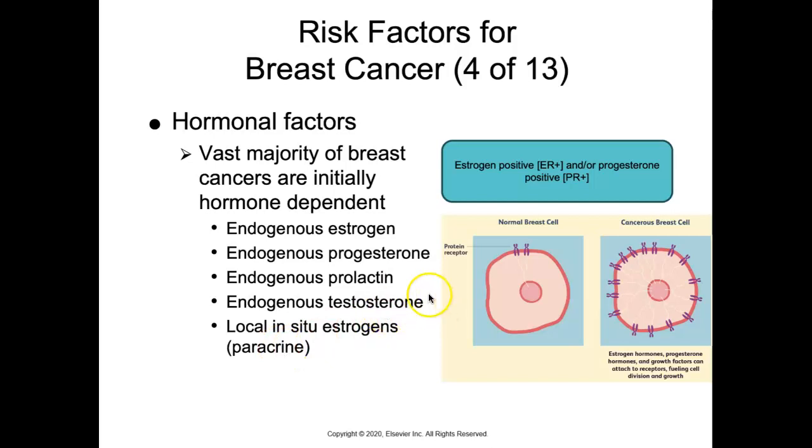Our endogenous testosterone, we see with circulating testosterone in postmenopausal women a link to our risk in breast cancer. And lastly, local in situ estrogens that have a paracrine effect, in which we have the formation of estrogens in the breast tumor that assist in the growth and survival of these estrogen-dependent breast cancers in postmenopausal women.